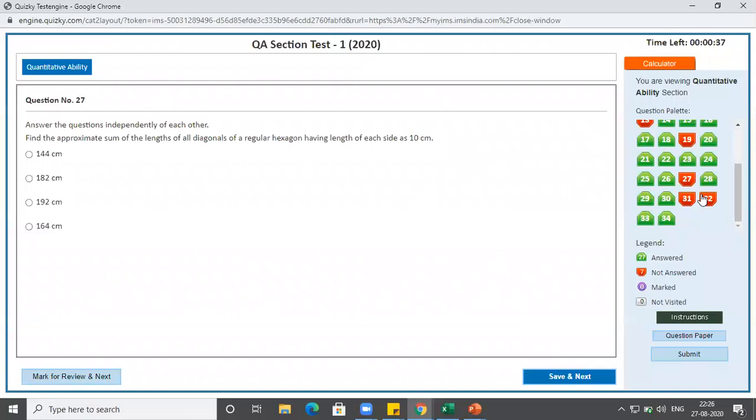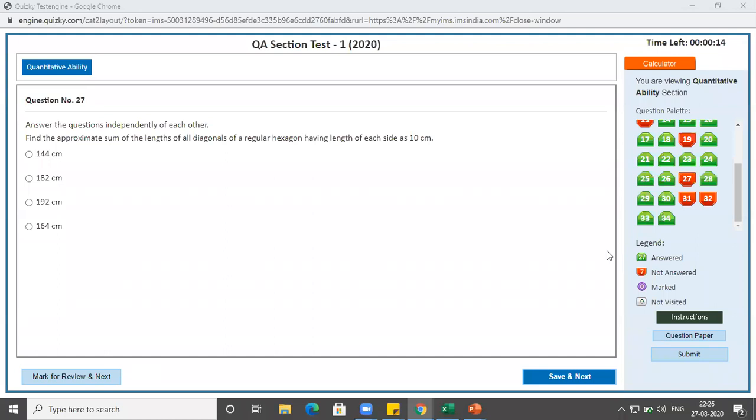Is there anything? That's easy. We have to find the approximate sum of the lengths of the diagonals of a regular hexagon having the length of each side as 10 centimeters. No. Leave it be. Okay. We're done.